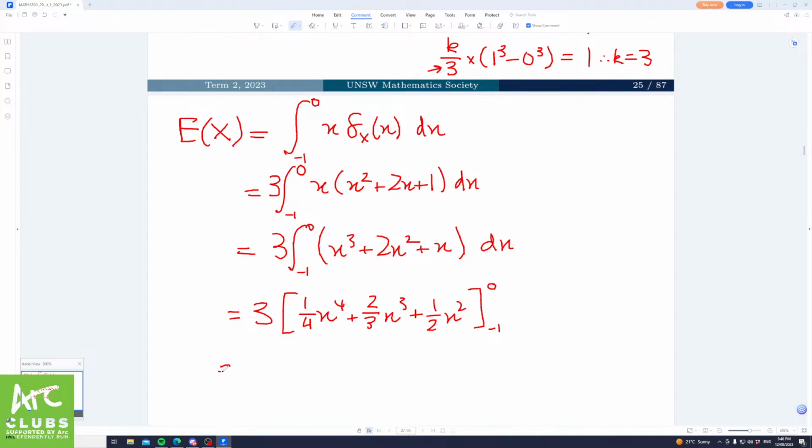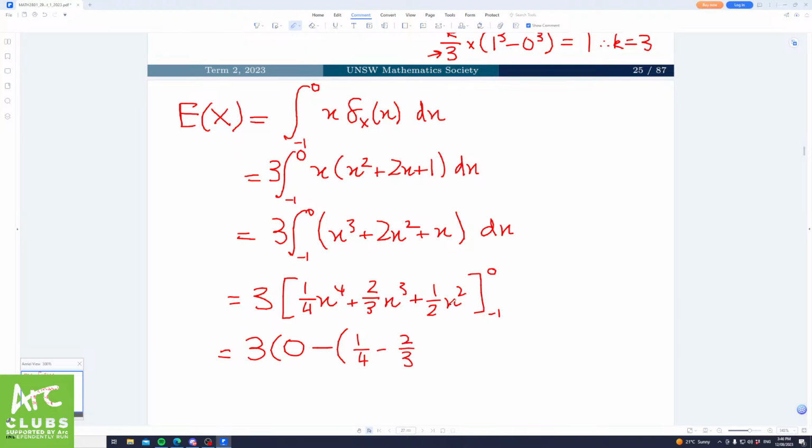Now we know when we sub 0 in, all of these terms are going to be 0. So that's already going to be 0, minus, when we sub in -1, this first term, 1/4 times x to the 4, would just be 1/4. This next term, 2/3 times x cubed, would be minus 2/3. And this next term, 1/2 x squared, should just be plus 1/2.